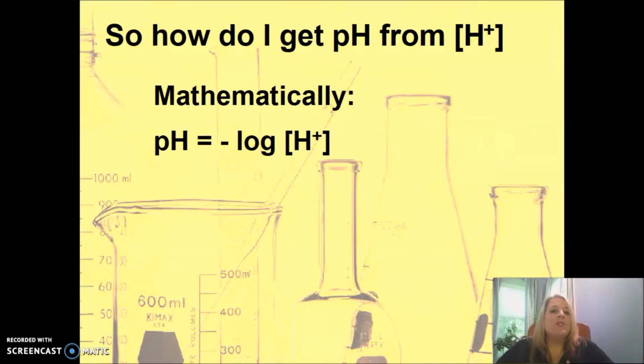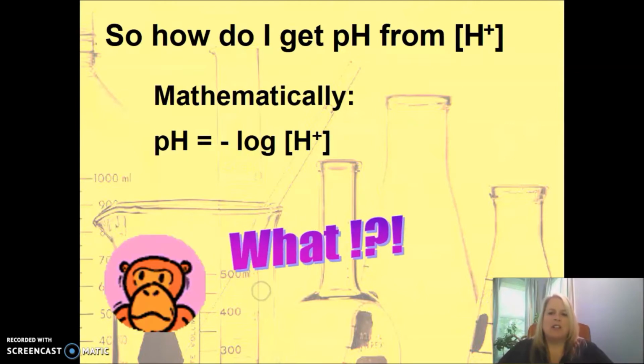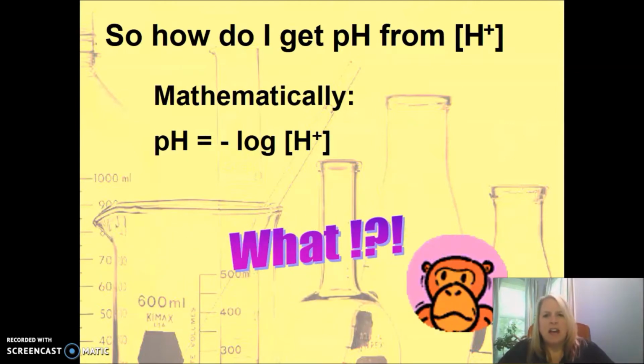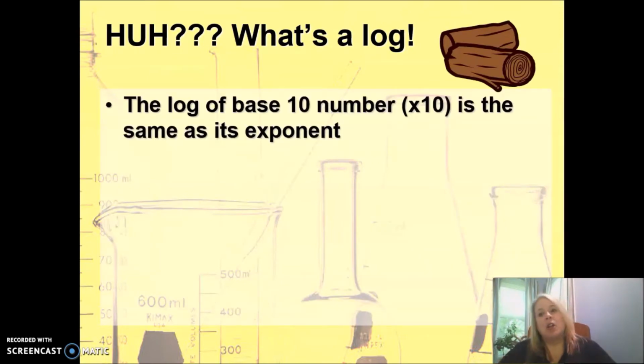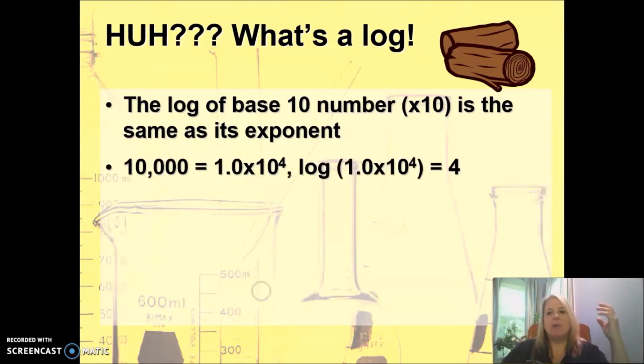Now, if you remember in the last video, I also said that the equation for pH is the negative log of the hydrogen ion concentration. Well, what the heck does that mean? I mean, what's a log? Well, in math, the log is the base 10 number. It's the exponent of the times 10. So if you have a number like 10,000, if we put it in scientific notation, that'd be 1 times 10 to the fourth. Because if you multiply 1 times 10 4 times, you get 10,000. So if you take the log of that number, you will get 4. So 4 is basically how many times you're multiplying by 10.